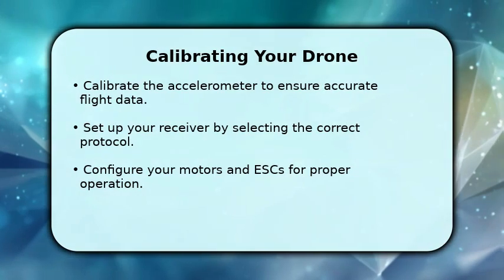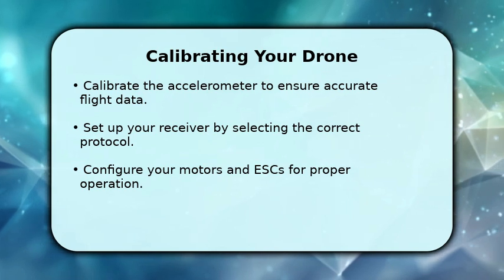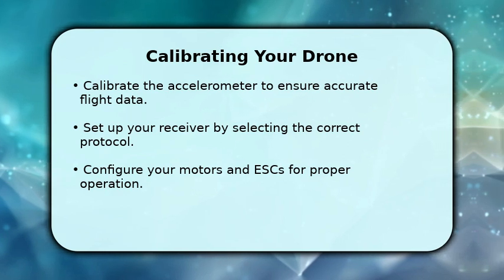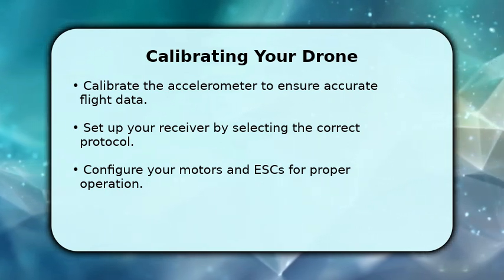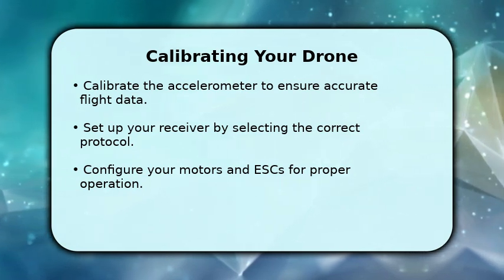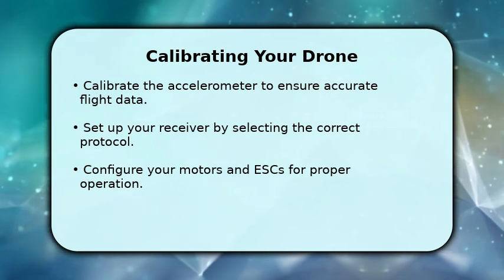Once connected, the first critical step is to calibrate your accelerometer. This ensures your drone understands its orientation accurately, which is vital for stable flight. Then, move on to setting up your receiver, choosing the correct protocol like S-Bus or Crossfire, depending on your hardware.